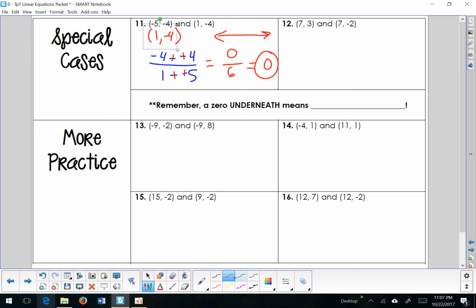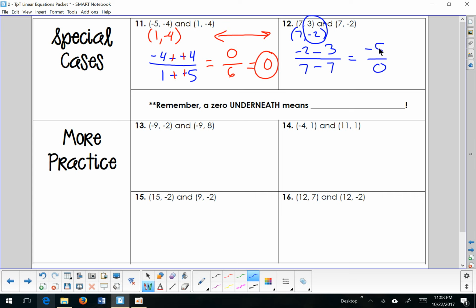Alright, let's take a look at number 12. So I'm going to write the second point underneath, 7, negative 2, right? 7, negative 2. And then I am going to circle my y's. I'm going to write those first so I don't forget. And I also like to write my minuses from the formula first so I don't forget. So negative 2, and then up to 3, and then 7, and then up to 7. So it looks like I'm going to get negative 5, and 7 take away 7 is 0.